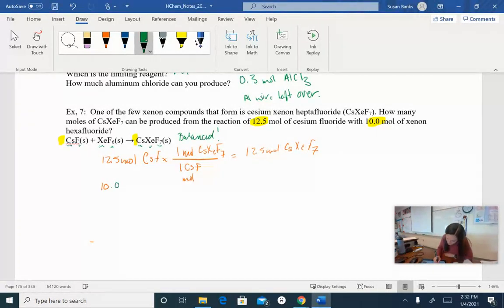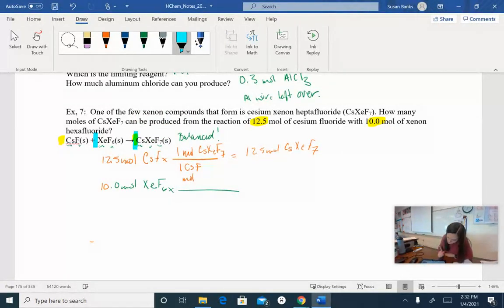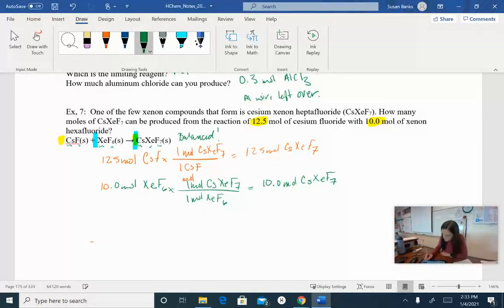Okay, now to do the same thing with the 10 moles of xenon hexafluoride. So if I start with 10 moles of xenon hexafluoride, once again, my ratio, I've got 1 mole here to 1 mole here. So 1 mole of xenon hexafluoride will react to make 1 mole of cesium xenon heptafluoride. So 1 times 10 divided by 1 is still 10. So I can make 10 moles of cesium xenon heptafluoride.